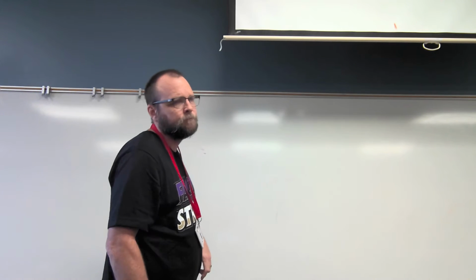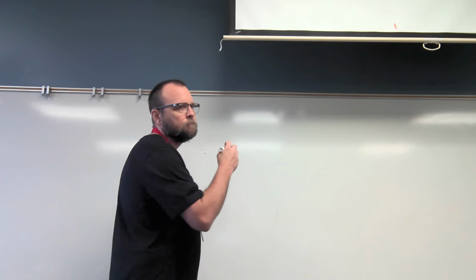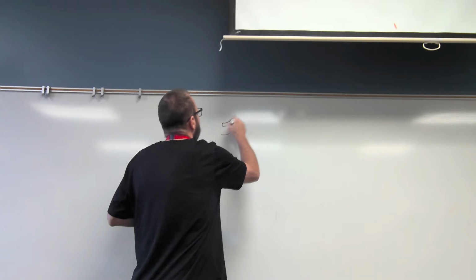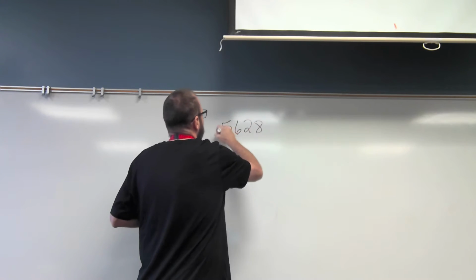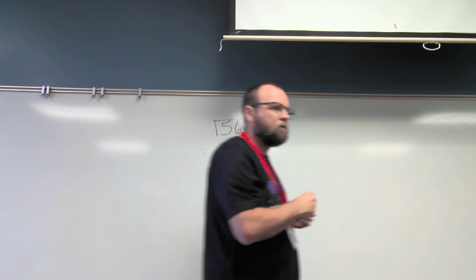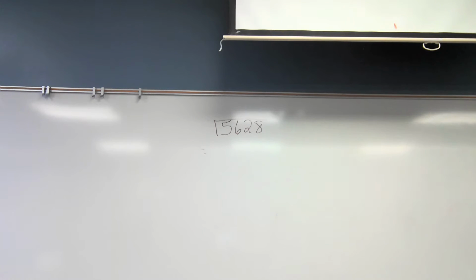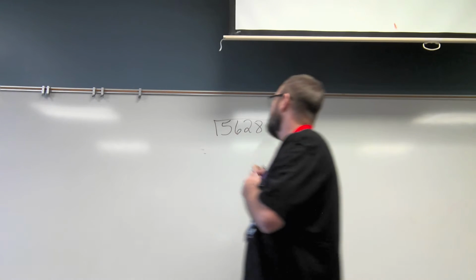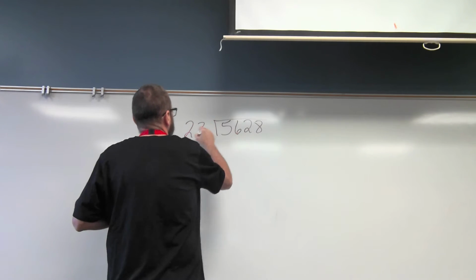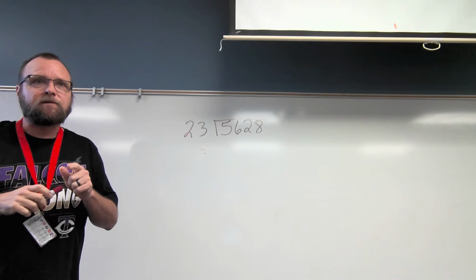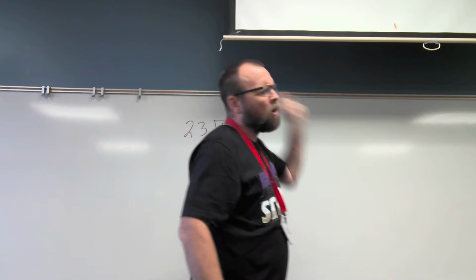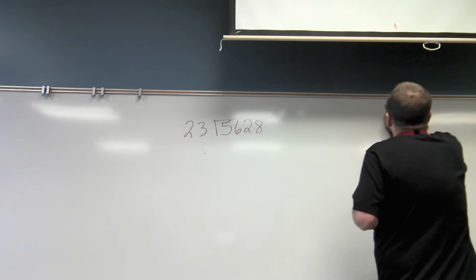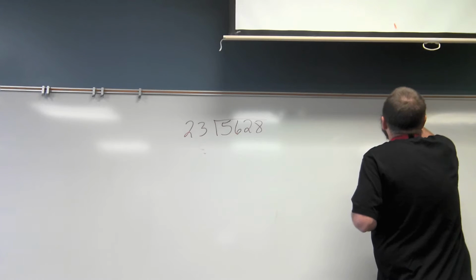So, Saray, give me a four-digit number. 5,628. Eli, give me a two-digit number. 23. Do the hardest part of division. Yes, we got to start with the most difficult part of division, which is listing the multiples of 23.